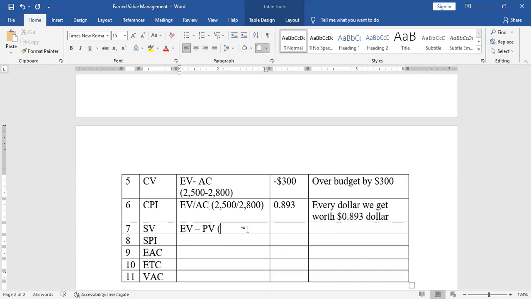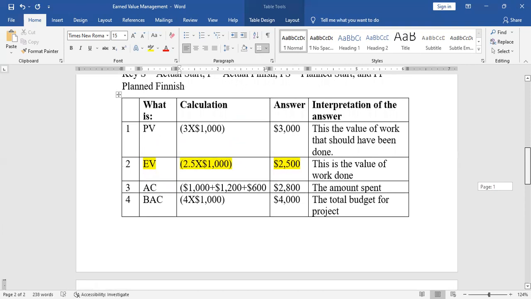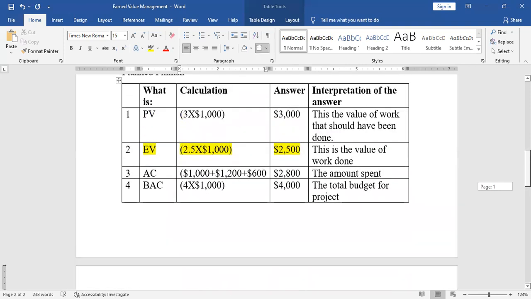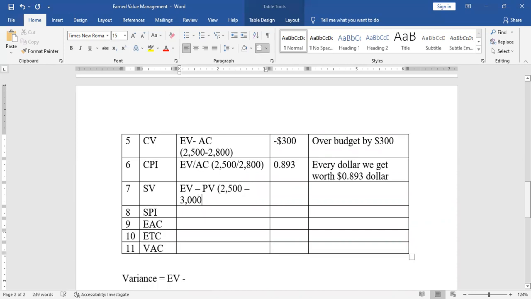And because it's schedule, we are looking at things in terms of time. Our EV as calculated is 25, and planned value is 3,000. In interpretation, this will be negative 500. That's the answer. Negative $500.